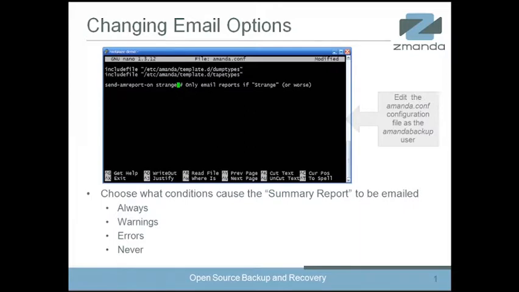If you're not afraid to get your hands dirty, you can easily change the email notification options. Simply log on to your backup server and edit the amanda.conf file. Change the send_amreport_on variable to the level which you want to be notified on. The default we use in the Zmanda Management Console is All, which is to send an email on any message. You can also set it to Strange, which sends it during a warning or an error condition, or Error if you only want to be notified on error conditions, or Never if you don't want to receive any emails at all.